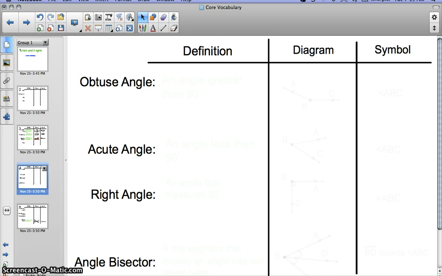Alright? An obtuse angle. You should have already heard this, but just as a refresher, it's an angle greater than 90 degrees. Alright, in our diagram, which would be simply our two rays labeled A, B, and C. And the symbol for this looks kind of like the less than sign, so it's angle ABC. You always use 3 letters when naming an angle, where B is the vertex of your angle.